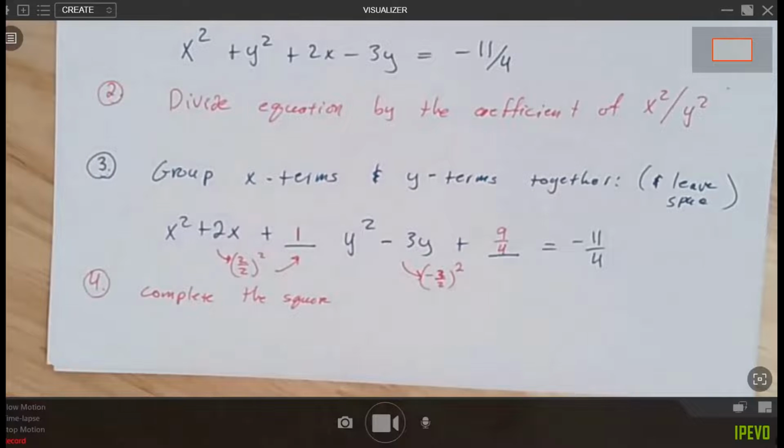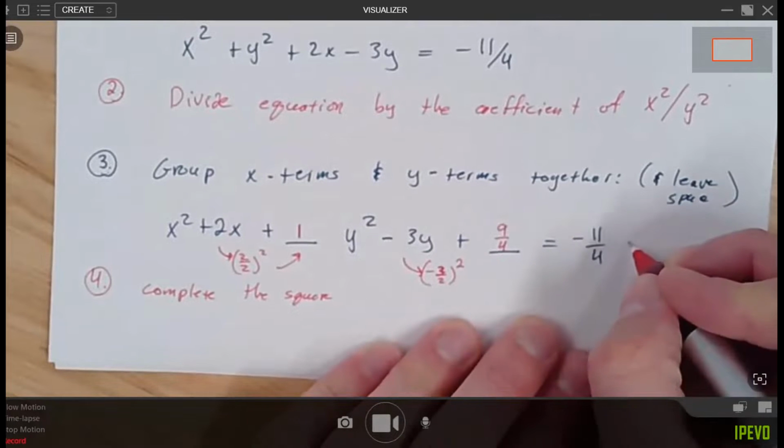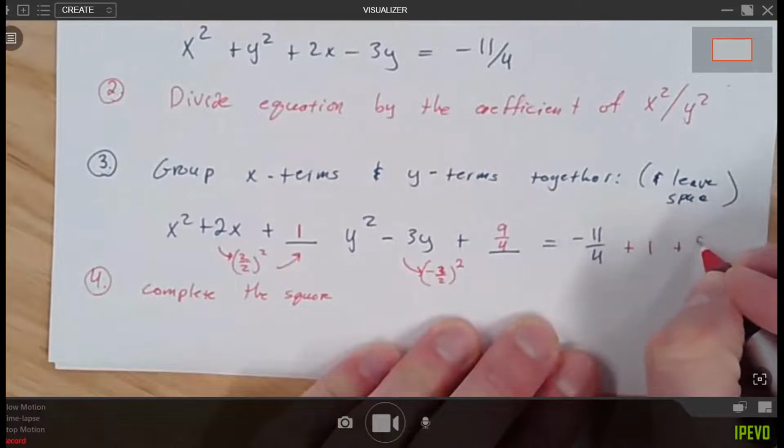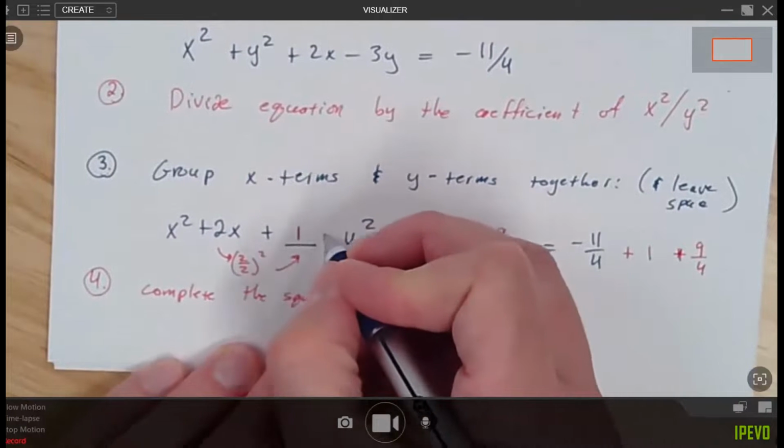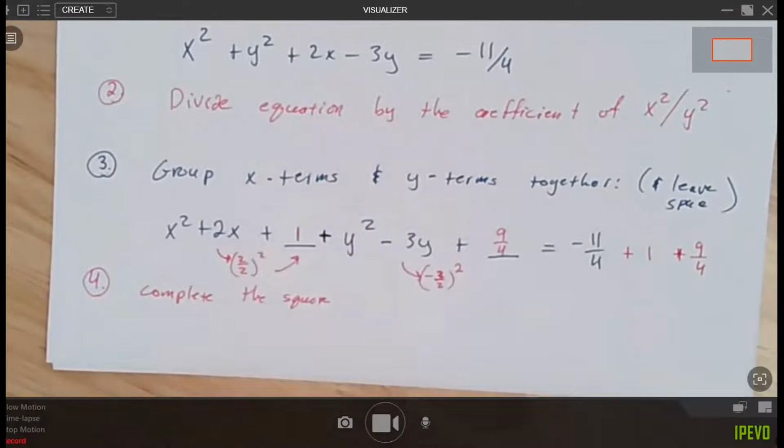But if we do something to one side of an equation, we have to do it to the other side. So your choice is to, like we did for the parabola, add 9/4 and subtract 9/4, but it makes more sense for circles especially to instead add both those things to the other side as well. So I'm going to add a 1 over here, and I'm going to add a 9/4 over here. You might have noticed I'm missing a plus sign between my 1 and my y squared. I should correct that.